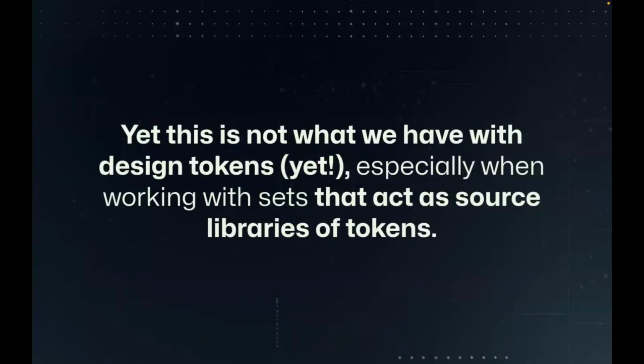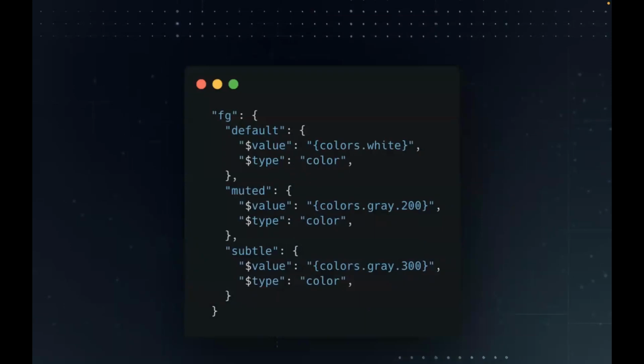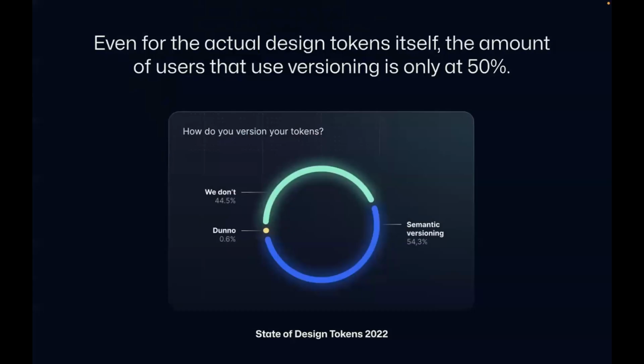But we don't really have that in design tokens, at least yet, especially when working with sets that should act as a source of truth, as a source library of tokens, and not something that is included in the project itself. For example, you might want to refer to color values that are not defined in the current file, but would rather have this be defined elsewhere. And you want this one file to be versioned from a specific library file, so you don't have to update all the time, but you're in control of when you want to update.